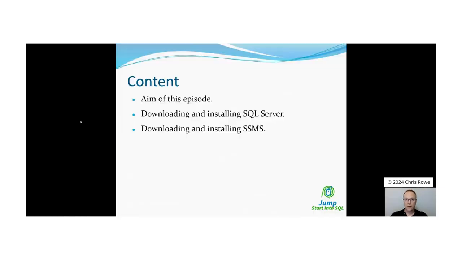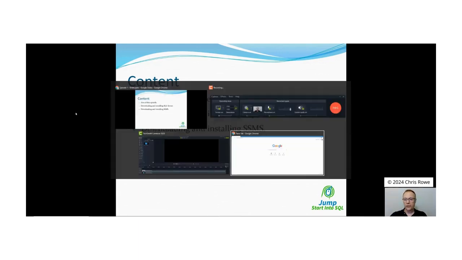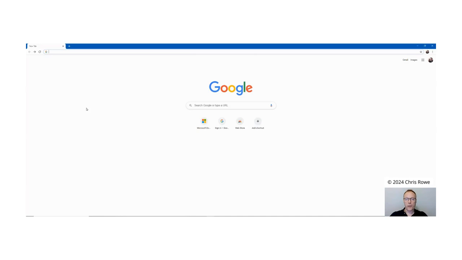The aim of this episode is to get a SQL Server installed onto your PC so we can start learning how to code in SQL. We'll be downloading and installing the database engine itself, and then we'll download and install a copy of SQL Server Management Studio, commonly known as SSMS, which is the interface that we use to link to the database engine itself. So, first things first, fire up a web browser.